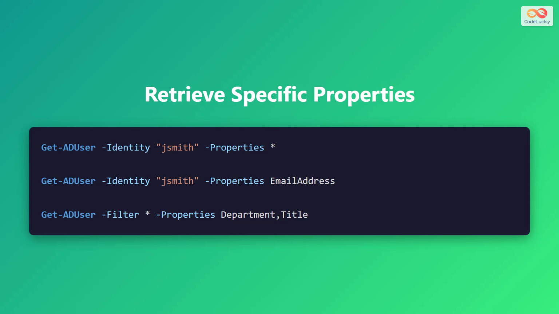By default, Get-ADUser only returns a limited set of properties. To access additional information, you need to use the Properties parameter. If you want all available properties, you can use an asterisk with the Properties parameter. If you only need specific properties like email address, you can specify just that property name. You can also request multiple properties at once by listing them separated by commas, such as Department, Title. This is important because retrieving only the properties you need improves performance, especially when querying large numbers of users.